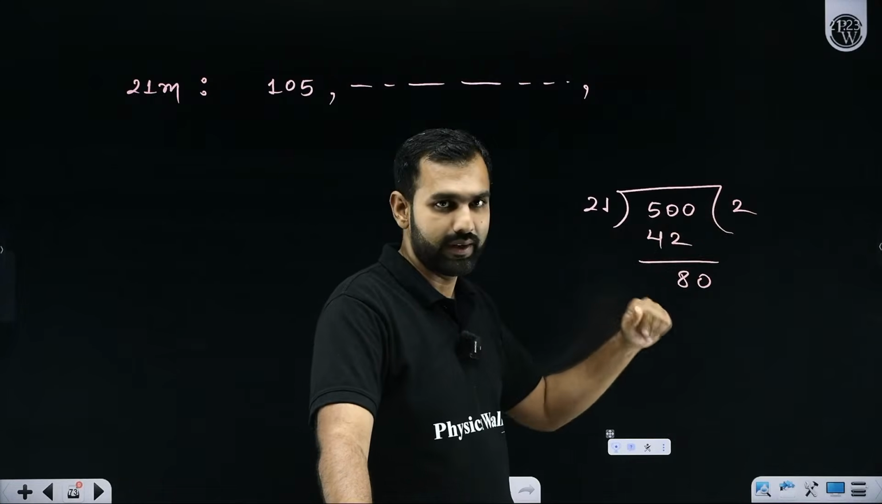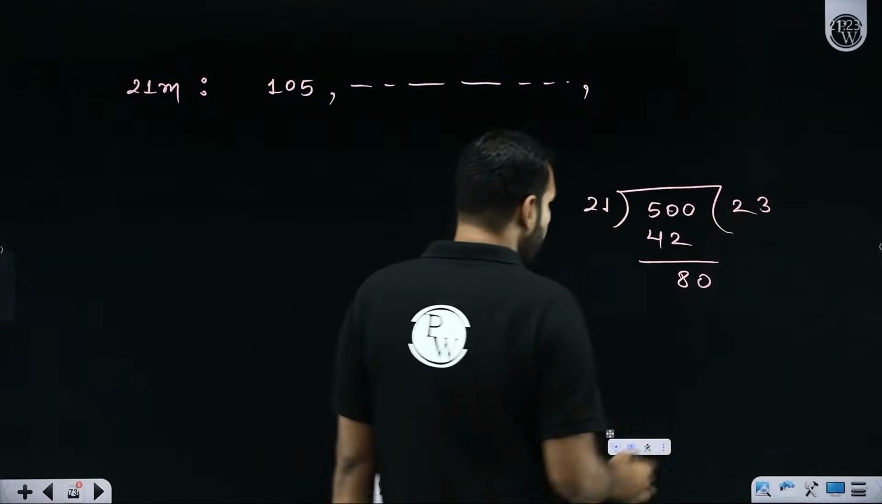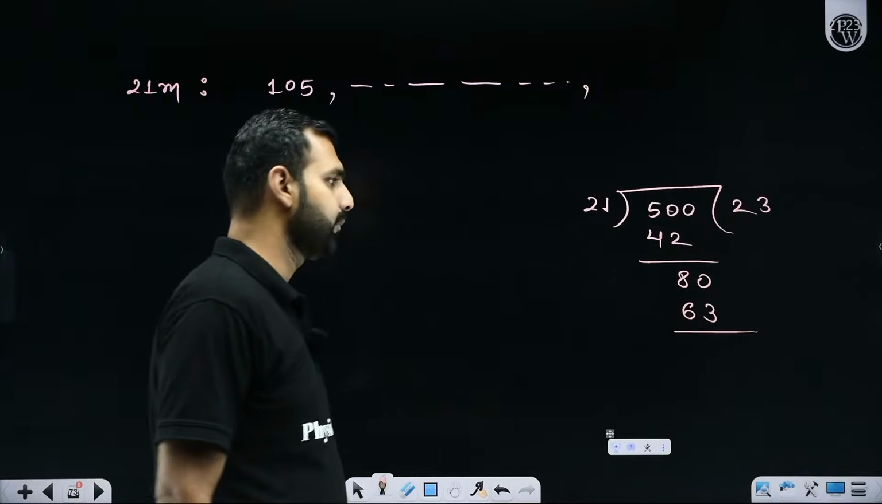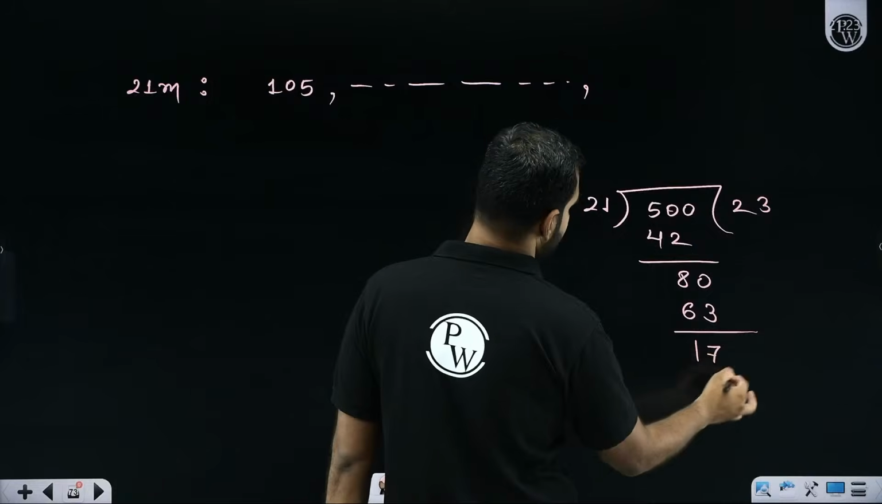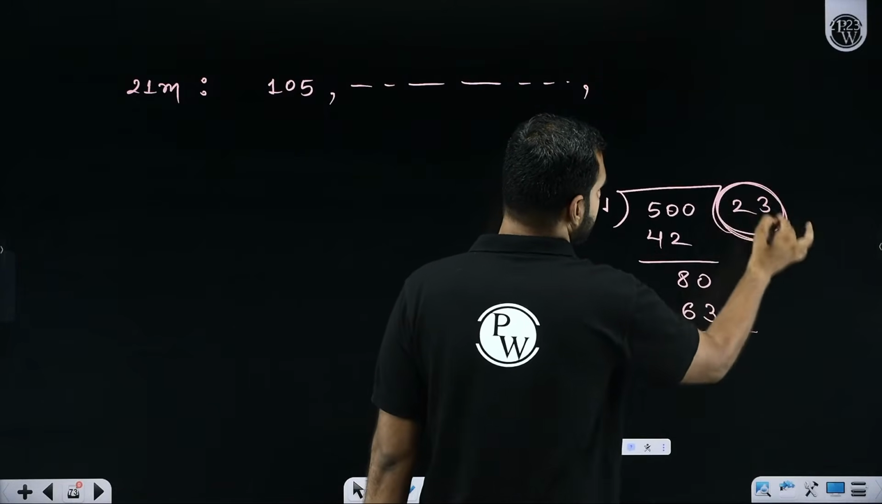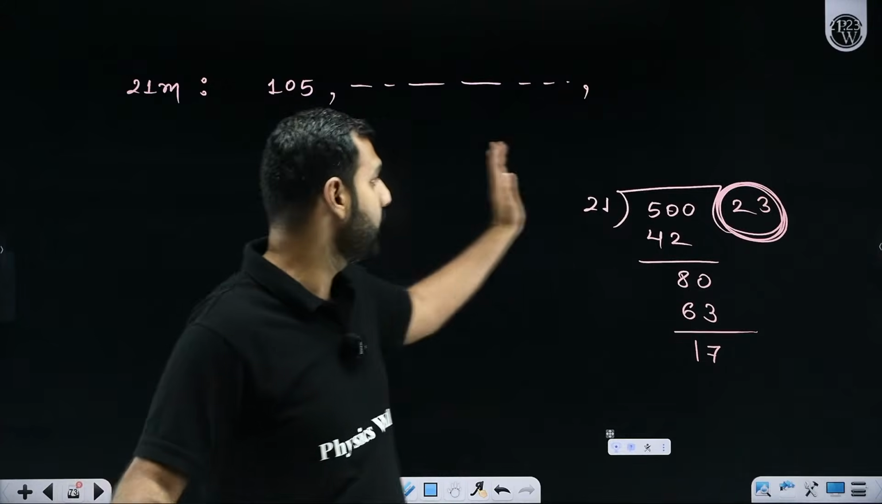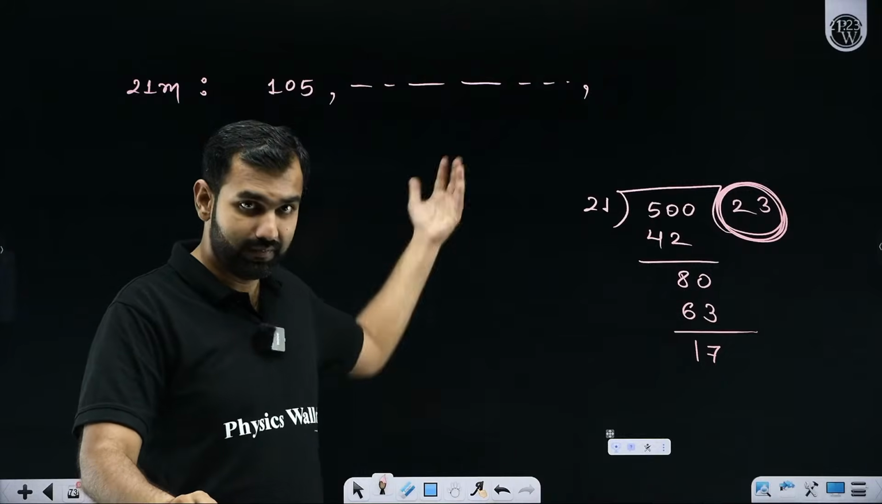21 into 4 is 84. So 21 into 3 would have been what? 63. Correct me if I'm wrong. So this is your 63. Yes or no? So it leaves you with the remainder 17. Yes or no? It leaves you with the remainder 17, and this 23 is going to tell you everything. You don't really have to explicitly calculate the number of terms. But in the board examinations, you'll have to do it like this only, the way we are doing it.